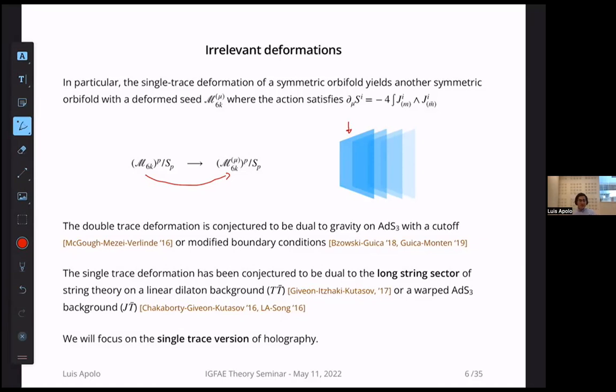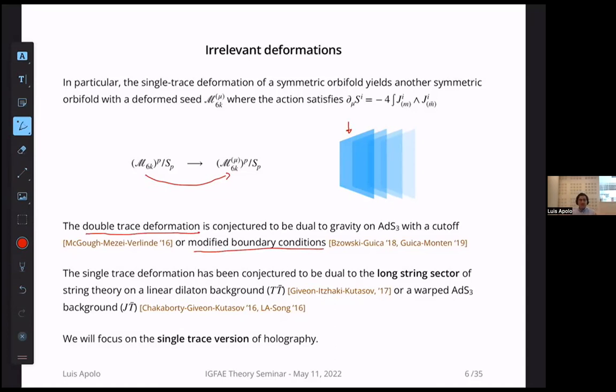Surprisingly, the different versions of this deformation lead to different versions of holography. So the double trace version is conjectured to be dual to gravity in AdS3, where you put a cutoff, or gravity with modified boundary conditions. And in particular, in this version, you don't change the local bulk geometry. So you would still have AdS3 with some modified boundary conditions.